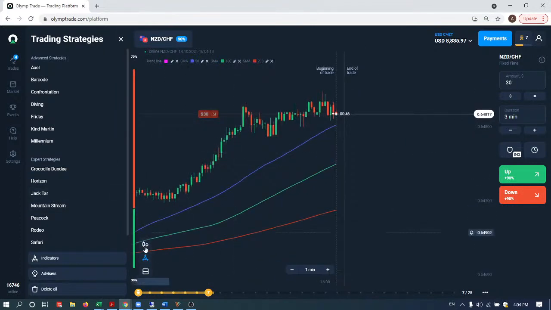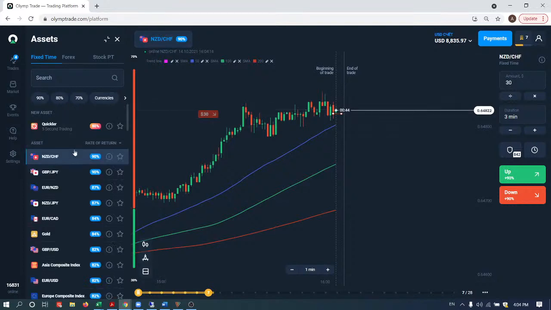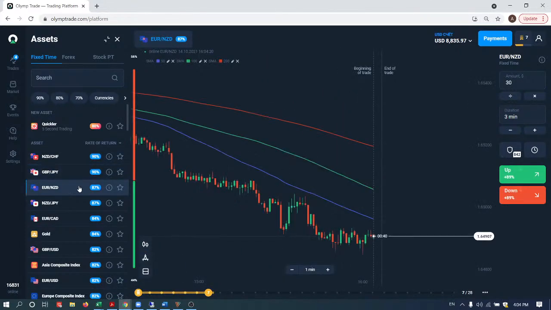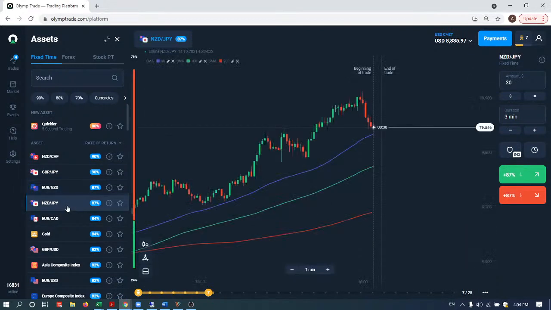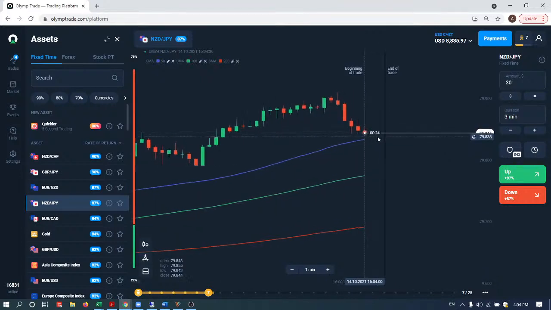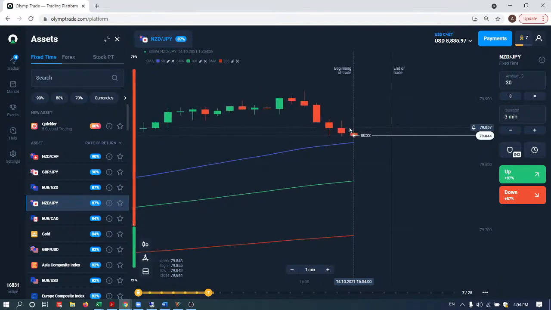But anyways, since there was a request for Jack Tar trading strategy, why don't we start with Jack Tar and maybe trade it for maybe 15 to 20 minutes, and then we'll switch to Friday strategy. Why not? Sounds like a plan. Well, anyways, how does the Jack Tar strategy work?